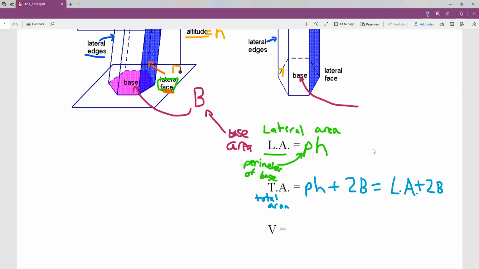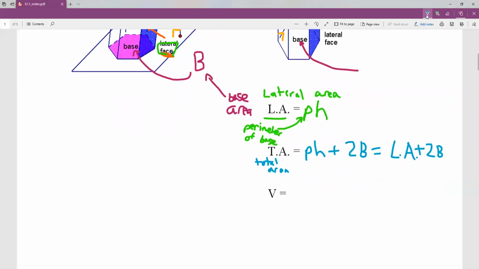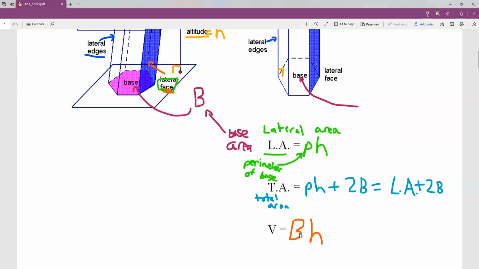Then lastly, we have the volume. For the volume, all it is going to be is the area of the base, so the area of this bottom part, times the height or the altitude.